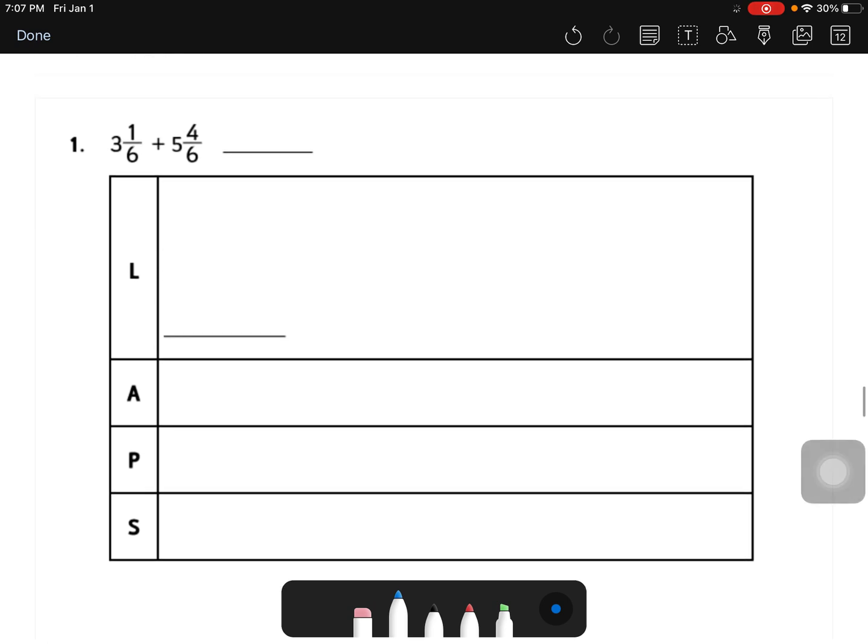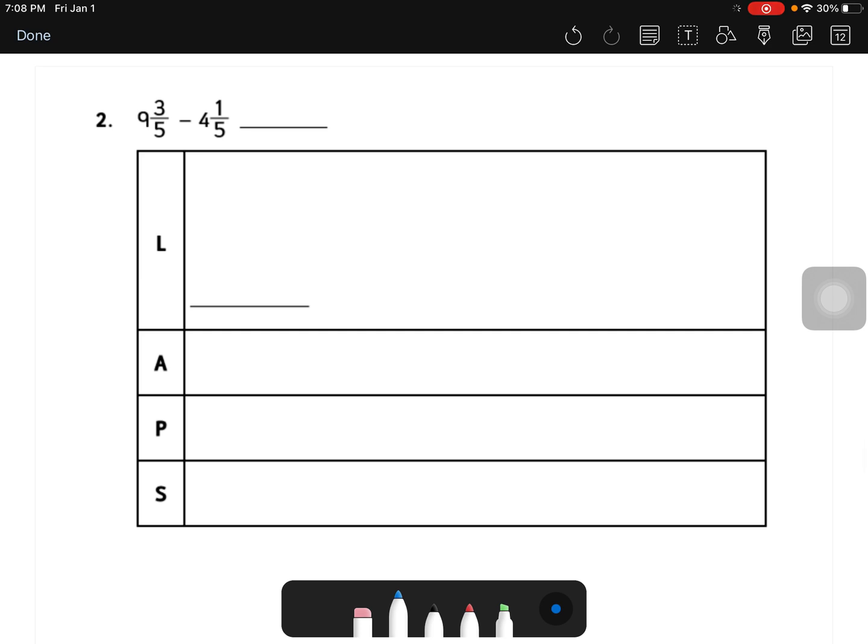Okay, I'm not going to write these words out again. It's the same thing. Look, alter, perform, and simplify. So we look and we see that it's addition. Altering, we don't need to do it because we have 6 as the common denominator. And then let's just go ahead and perform the addition problem. So 3 plus 5 is 8. 1/6 plus 4/6 is 5/6. And then simplify. 5/6 does not simplify. So we're good with 8 and 5/6.